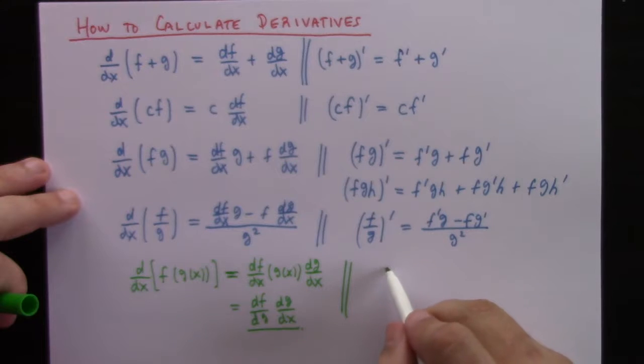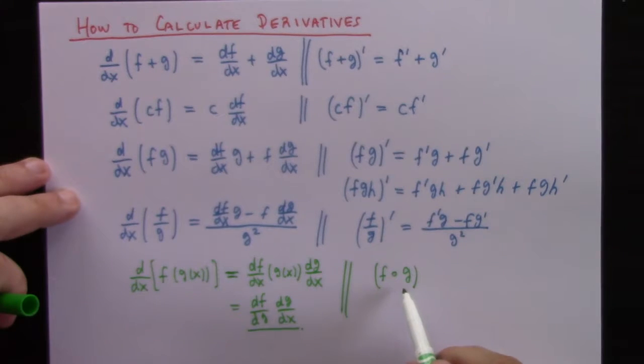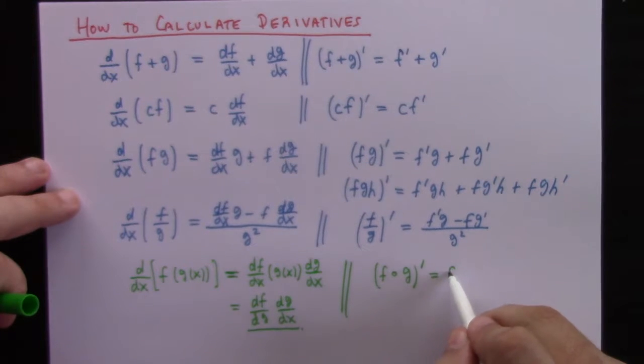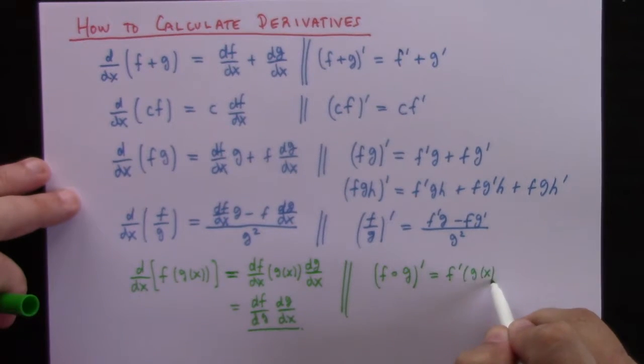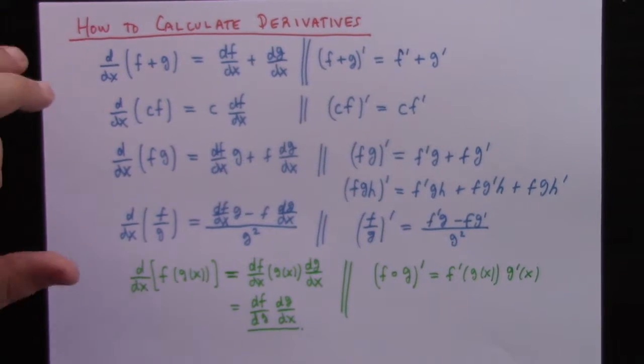Now, in prime notation, f composed, that circle is not optional. You must write it, because there's a big difference between this and that. That's a product, this is a composite. But (f composed with g)' is f' of g of x times g' of x, all right? That's the chain rule, right?